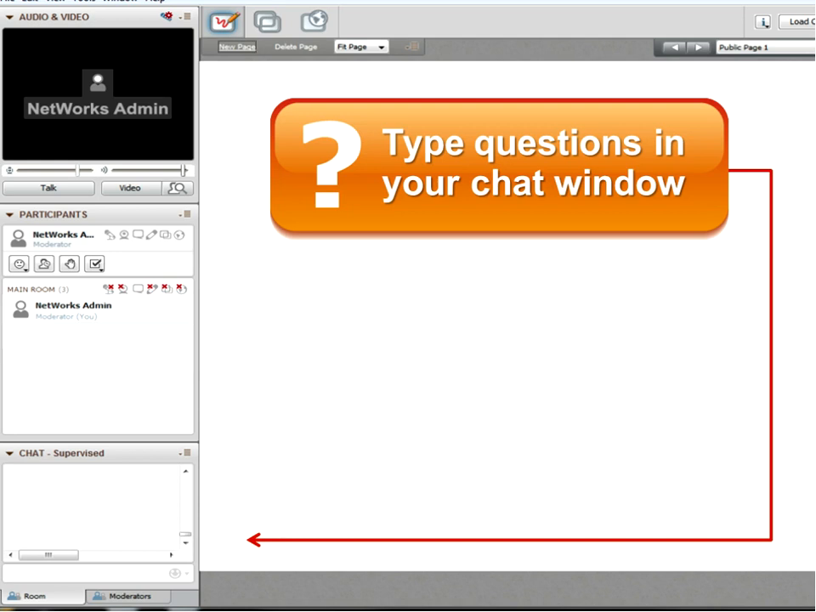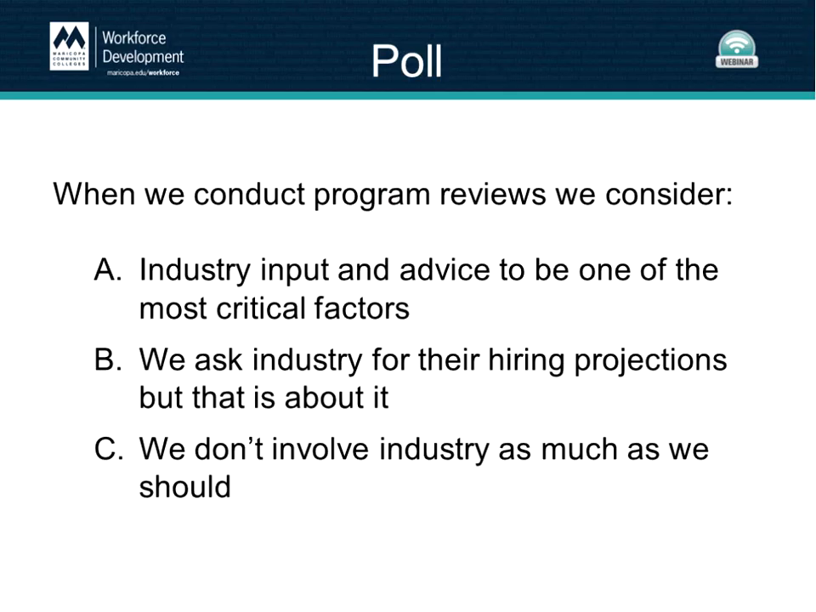Friends, let's go forward. We've been asking questions of our presenters, and now let me turn with a polling question back to our participants. Think about your own situation. You're sitting at your own desk at your own college or wherever. When we conduct program reviews, we consider: A, industry input and advice to be one of the most critical factors. B, we ask industry for their hiring projections, but that's about it. And C, we don't involve industry as much as we should.